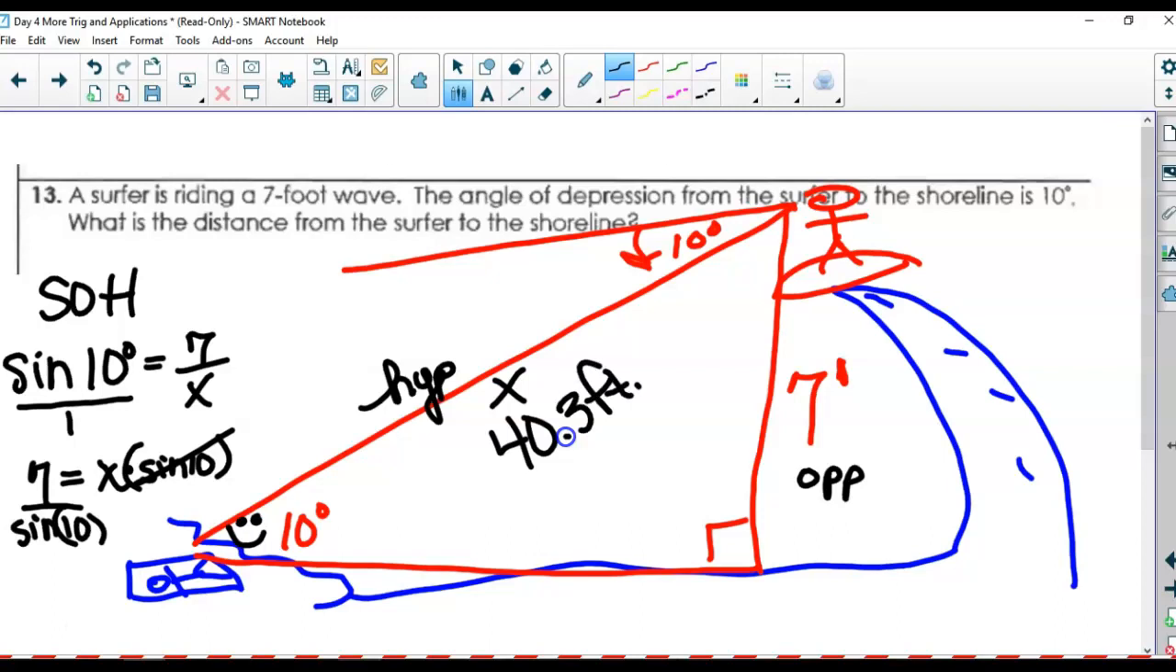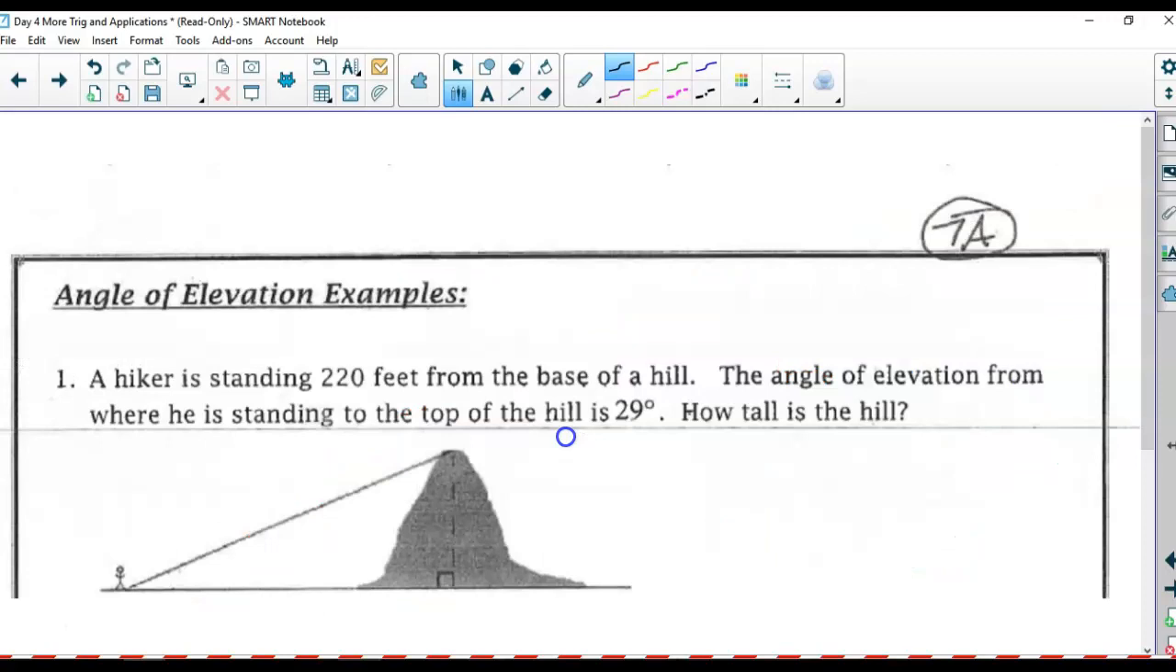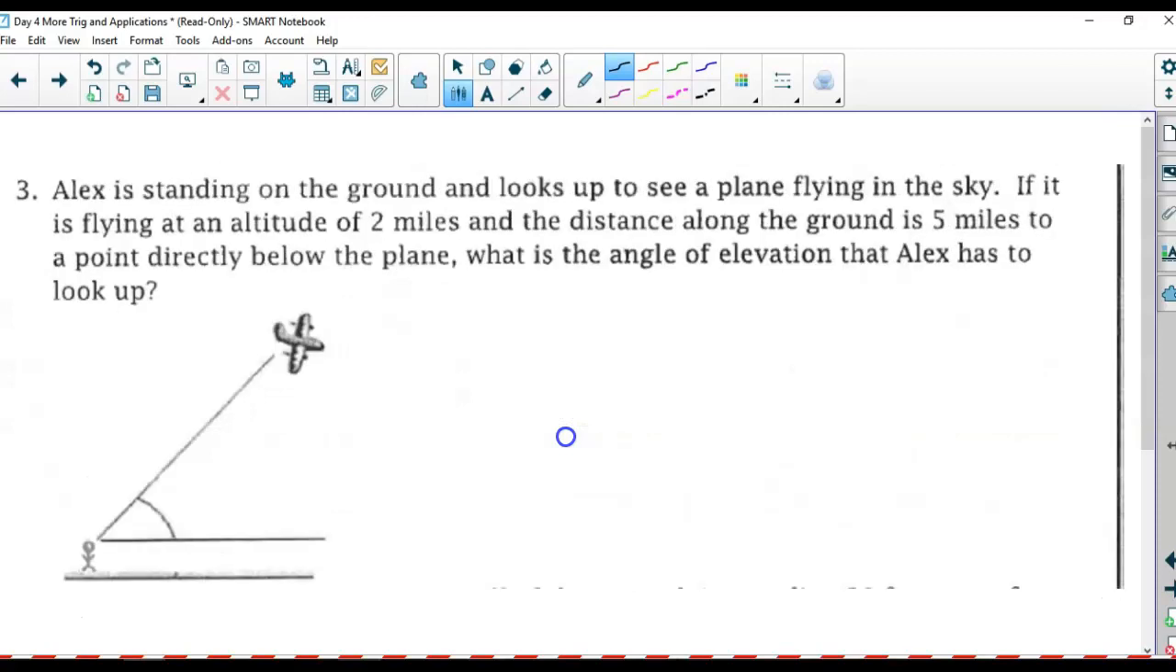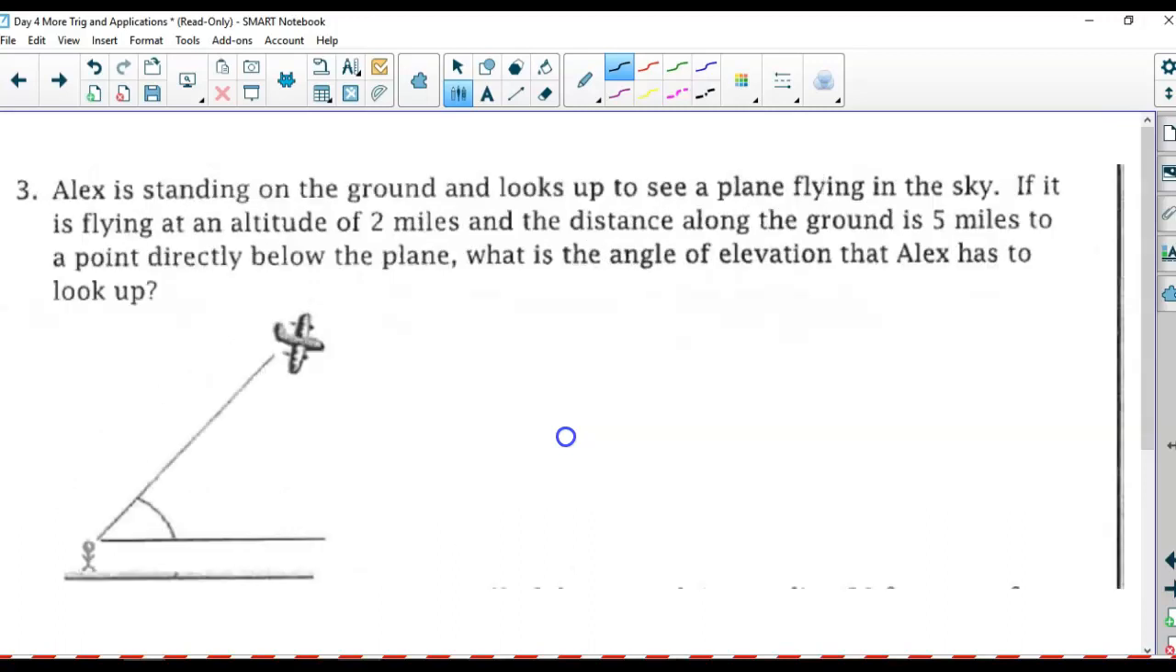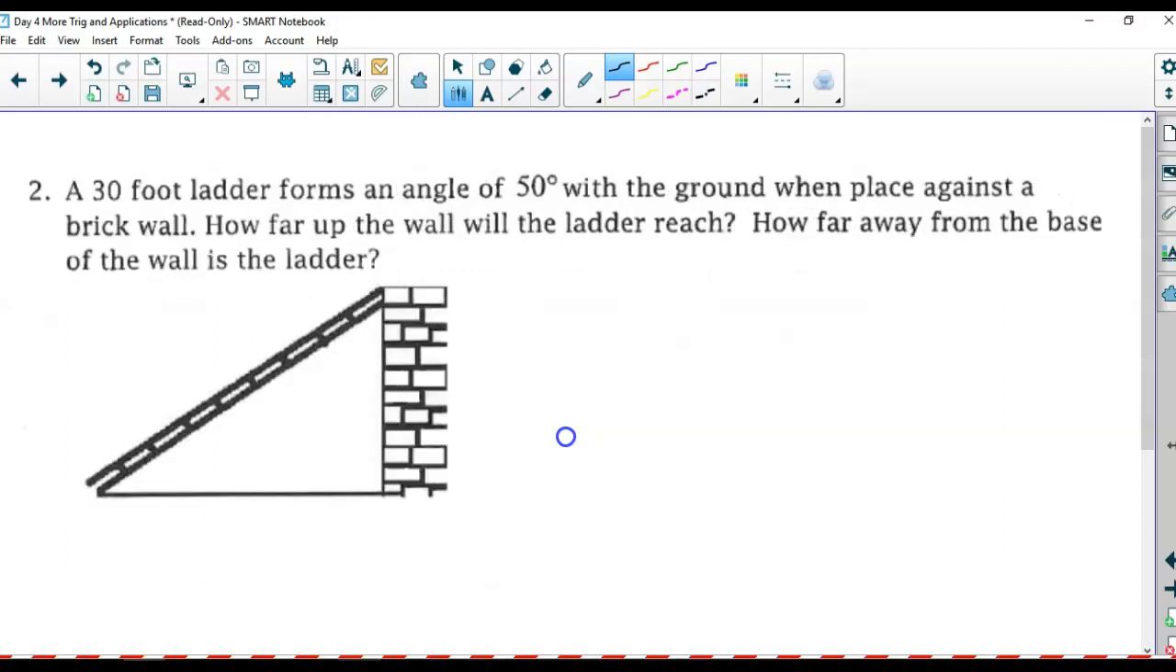All right. We're going to do 1 or 2 more angle of elevation questions off 7A. And I'm going to go kind of quick here. Oh, number 4 is a little tricky. All right. So we'll do maybe 3 or 2 and 4. How's that sound? 2 says a 30-foot ladder. So the ladder is 30 feet right here. Forms a 50-degree angle with the ground, so the ladder to the ground is 50 degrees.